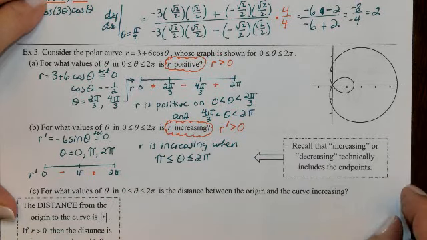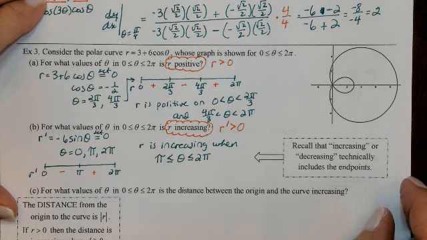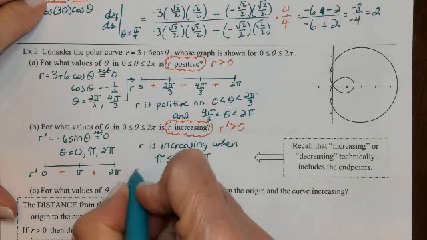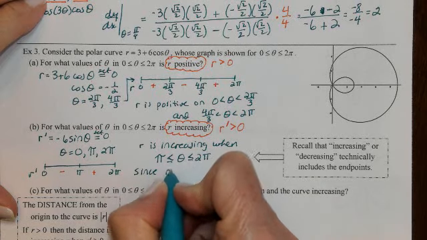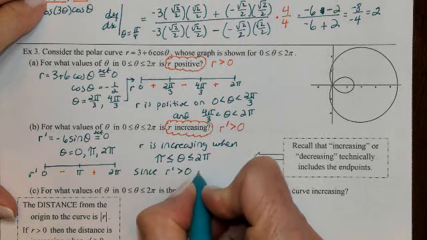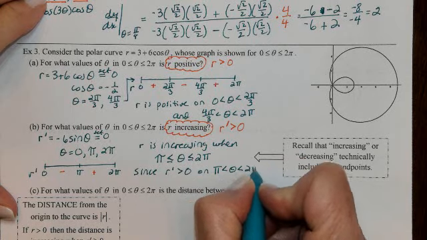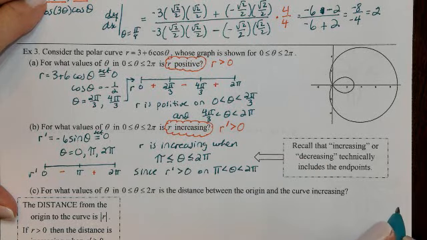And that's it. Okay? If you had to justify your answer, you would say since r prime is greater than 0 on this interval. Okay? That is true.